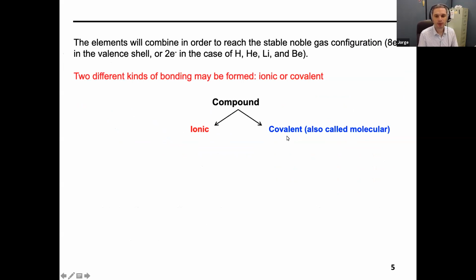Okay, so we will investigate two kinds of chemical bonding in this course. The first one is called ionic, and the second one is covalent, or molecular bond, or molecular compounds. We already saw ionic compounds. Ionic compounds always exist when there is one element losing electrons and the other one gaining electrons.